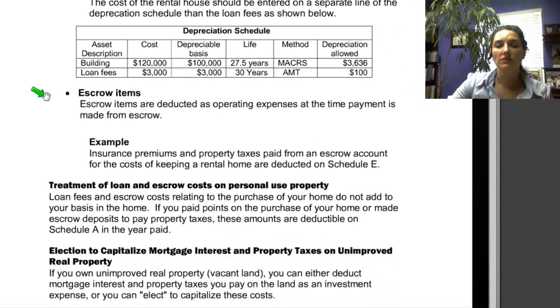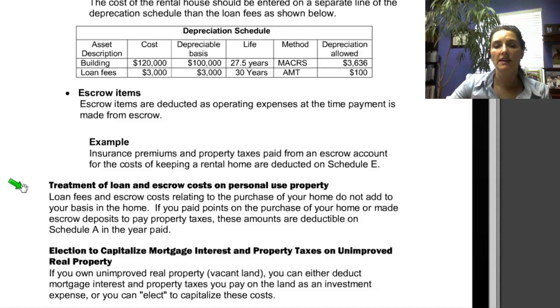Let's compare loan fees or loan costs with escrow items. Escrow items are deducted as operating expenses at the time payment is made from escrow. For example, let's just suppose you purchase a rental house, and at the time you purchase that rental house, money goes into escrow. You have to put money into an escrow account to pay property taxes and insurance. Well, the money is deductible on Schedule E when escrow sends it out to make those payments. So on the day that escrow makes payment for property taxes, now you're able to claim an expense for property taxes paid. And on the day escrow sends out the money to pay the fire insurance premiums, that's when you get to claim that as an expense on Schedule E.